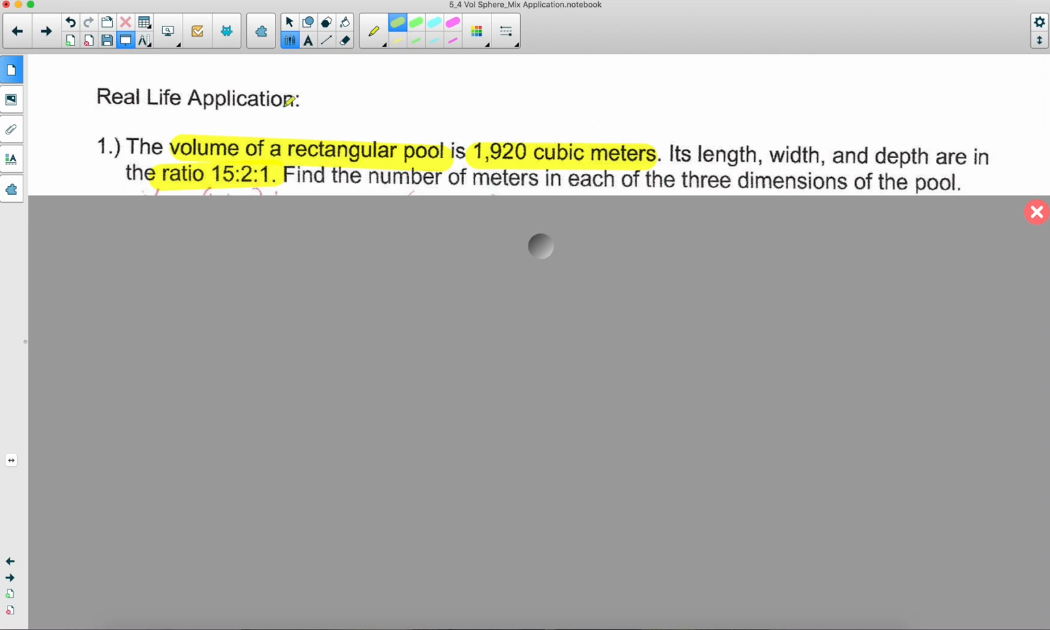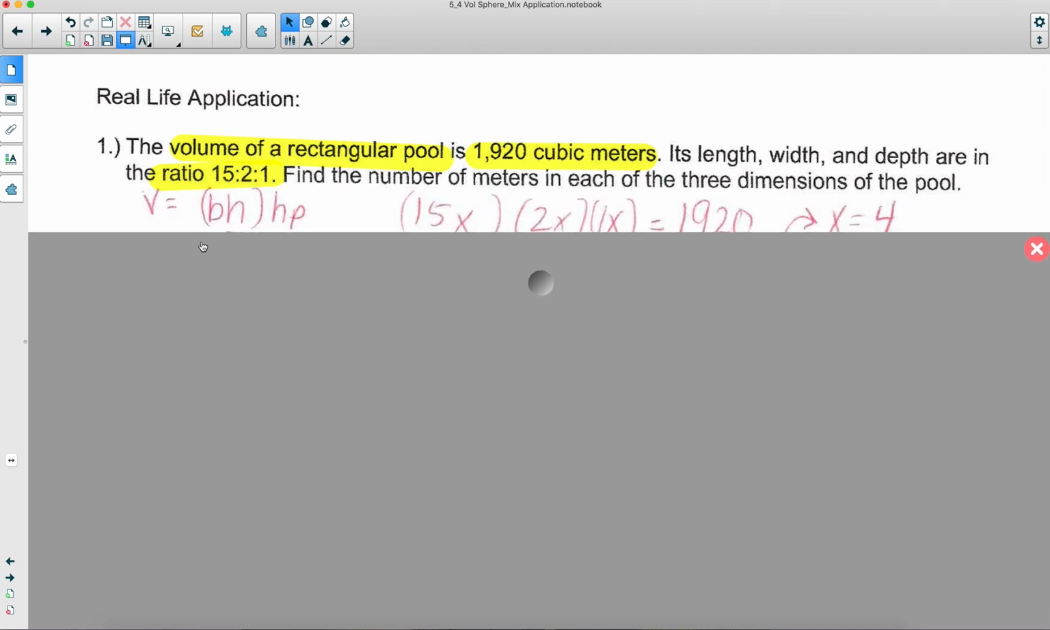And if you think back to ratios, we would always say, what does a ratio mean to do? And so many of you would say, put X. And that's correct. So basically, what do we have? The length is 15x, the width is 2x, and the depth is 1x. Almost think of like base times the height of the prism.